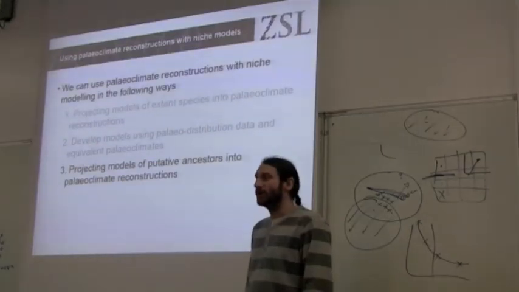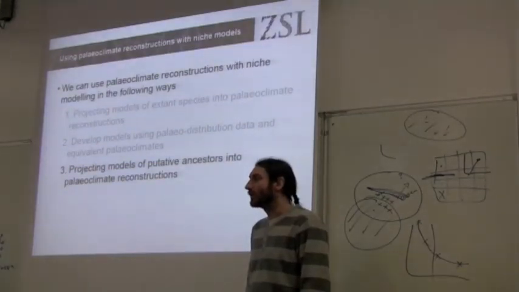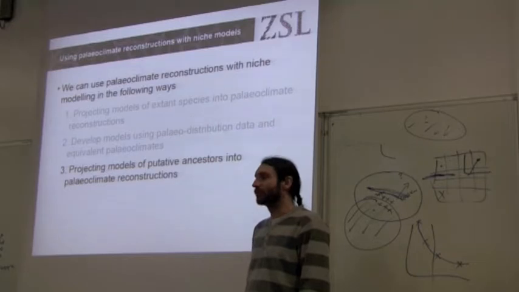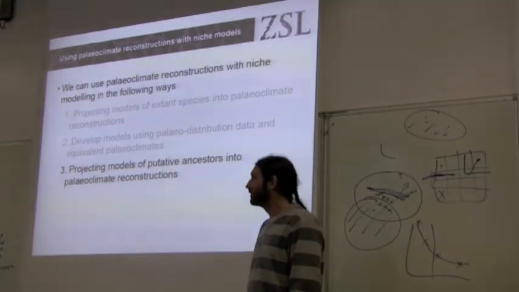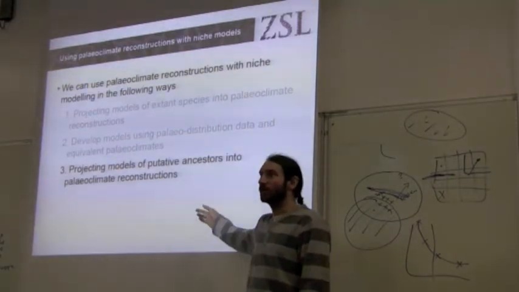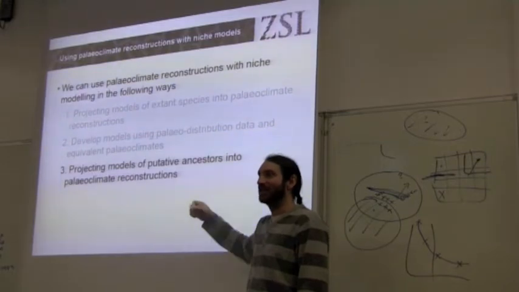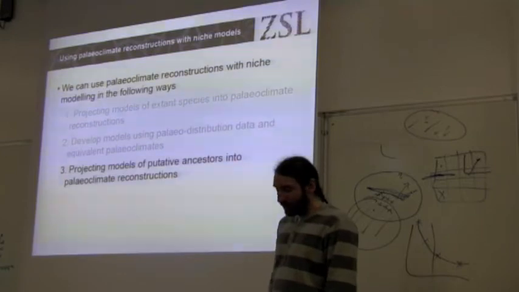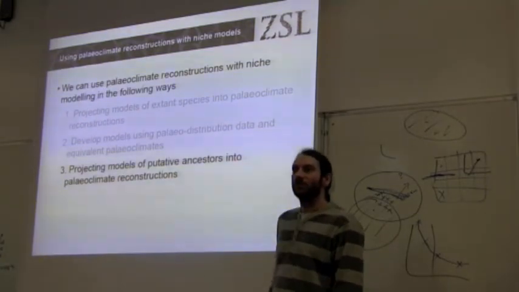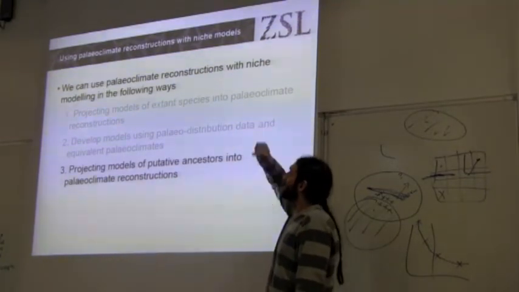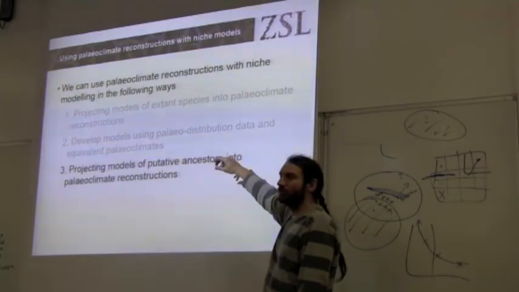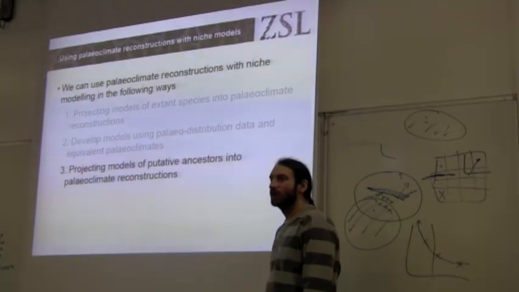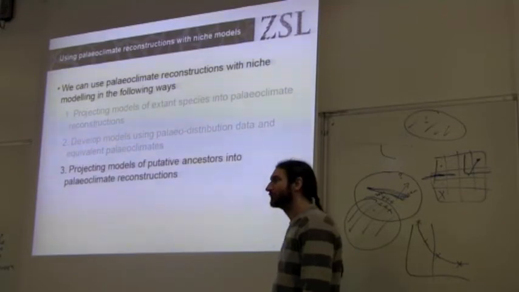So what we're going to do now is carry on with the ancestral niche reconstruction thing. We're going to do a quick, well not quick, but a talk, and then we're going to do the practical. Okay, so this is a continuation of our three methods of using paleoclimate data to build niche models.